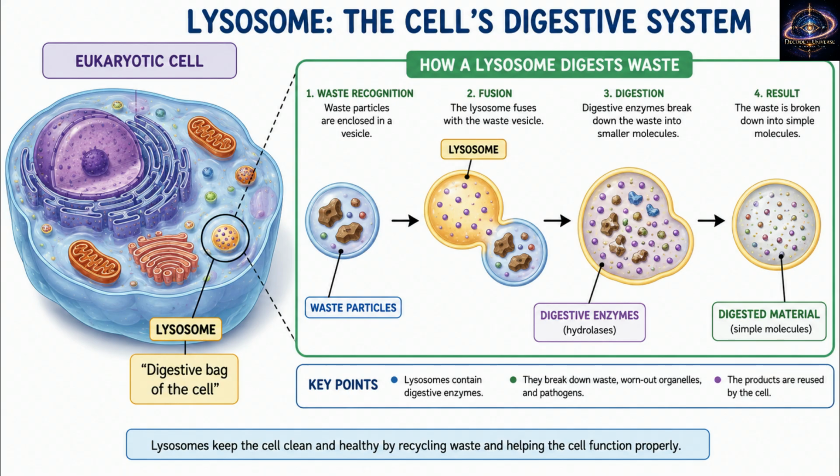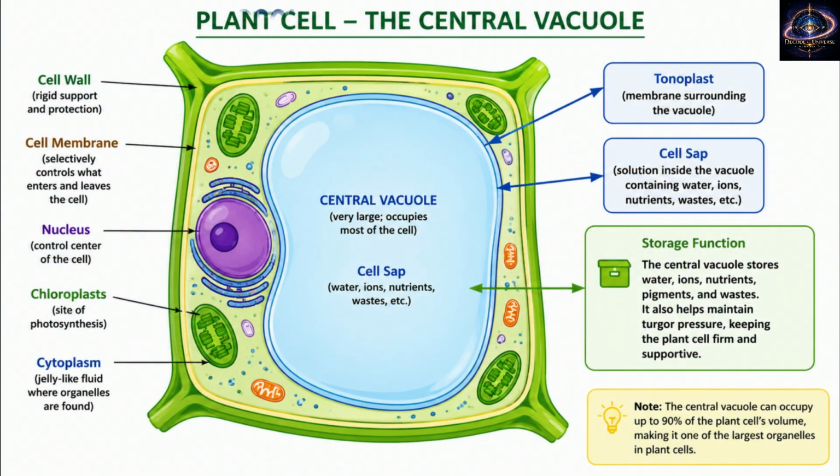Part 26, microbodies. Microbodies are small membrane-bound vesicles. They contain enzymes. They are present in both plant and animal cells. Final revision. Cell is the basic unit of life. Prokaryotic cells do not have a true nucleus. Eukaryotic cells have a true nucleus.